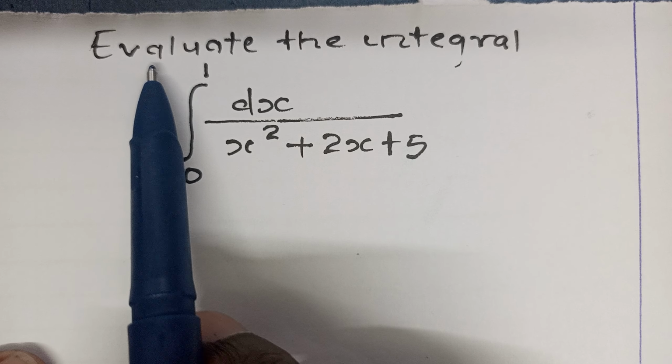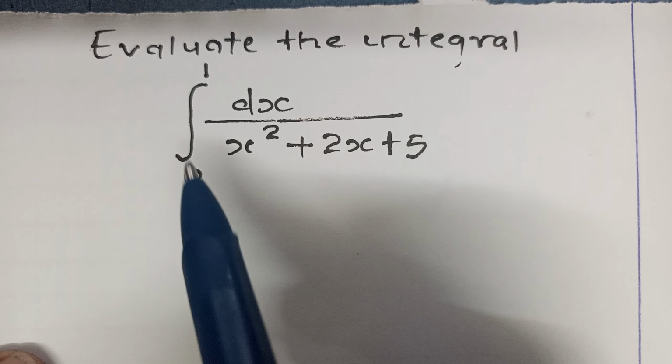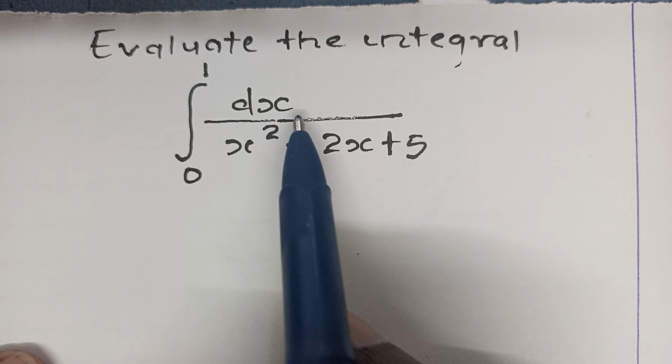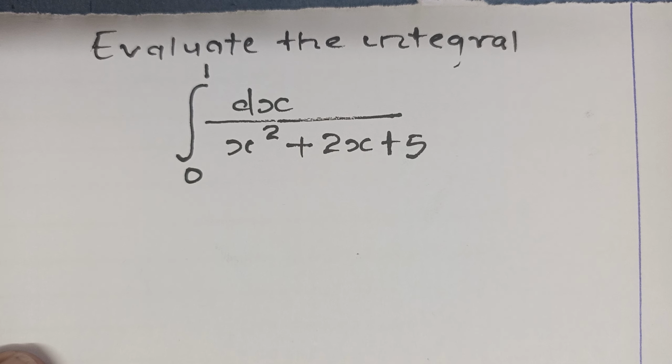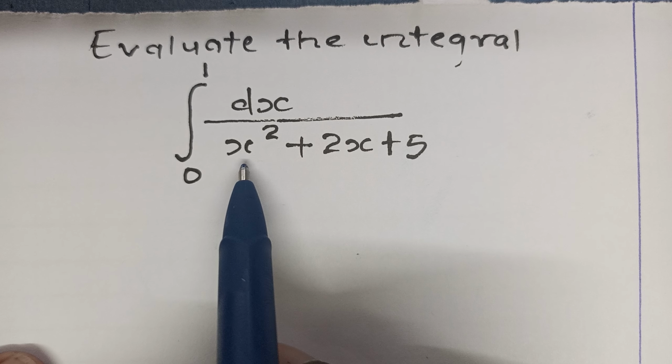And the question reads, evaluate the integral from 0 to 1 of dx over x squared plus 2x plus 5. And so guys, now we come to do the question.